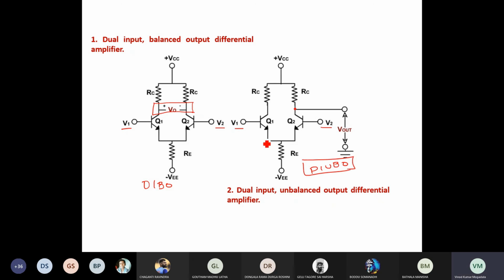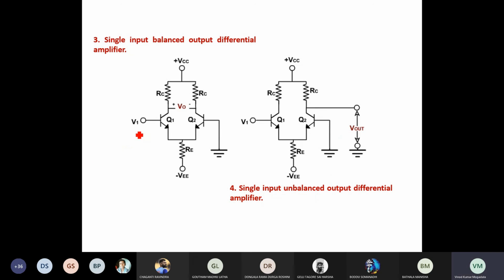Dual input because we are applying input at both the terminals, but we are taking the output only at collector 2. You can take it here also. At any one collector you can take; it need not be collector 2 only. You can take collector 1 also. So that is why it is called dual input unbalanced output differential amplifier.